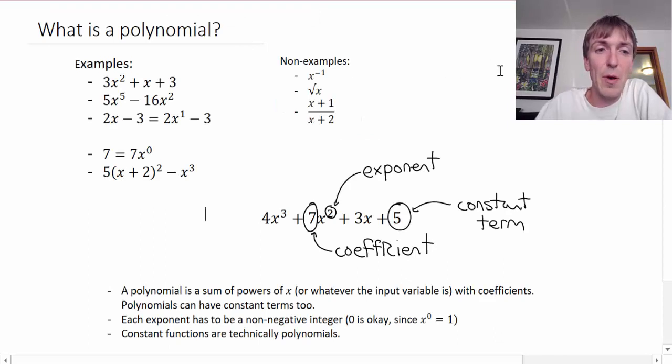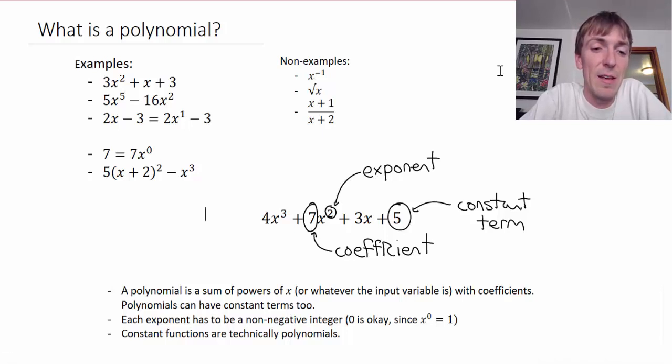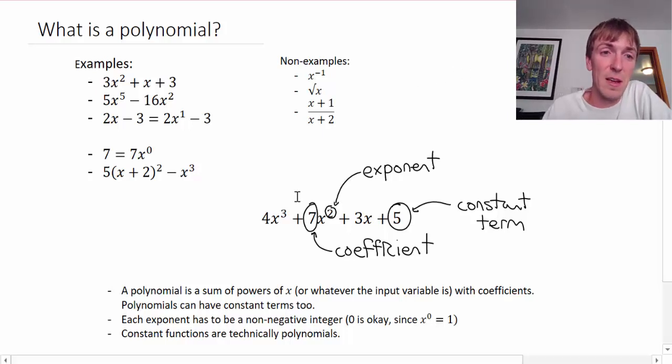Okay, so what is a polynomial? Well, that's kind of a tricky question. But I guess the simplest way to answer that is a polynomial is a sum of powers of x, or whatever the input variable is, if it's not x. Those powers of x have coefficients, and there might be a constant term. So if that sounded like a handful, well, just look at these examples because they're familiar things.